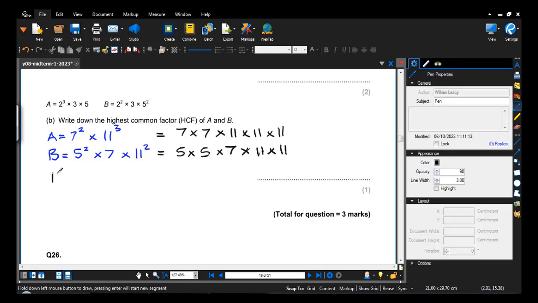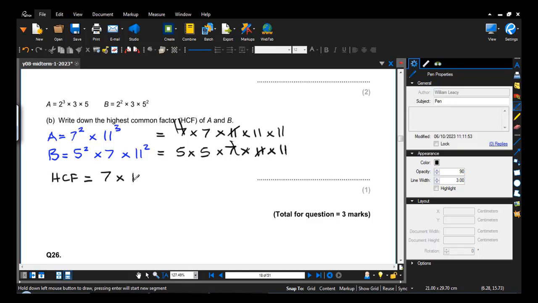Now, let's do the HCF. What's common? Let's start with the smallest number, 5. Is the 5 on the bottom on the top? No, so that is not common, so we can't count that. 7 is the next biggest. We have a 7 on the bottom. Do we have a 7 on the top? Yes. So we can cross that out. Done. Next, we have an 11 on the bottom. Do we have an 11 on the top? Yes. So multiply by 11. Cross that out.